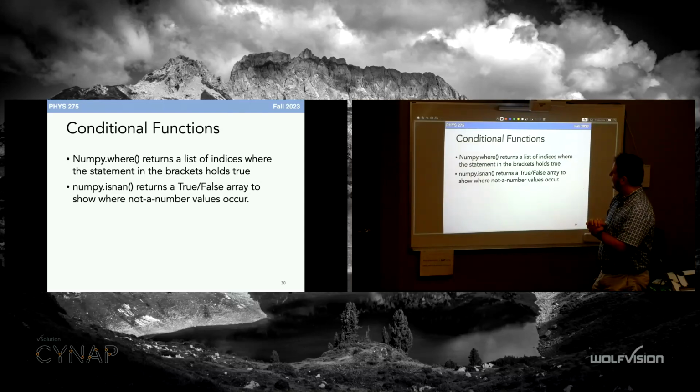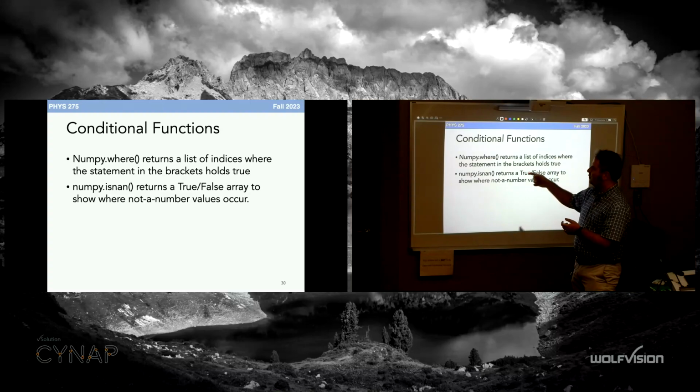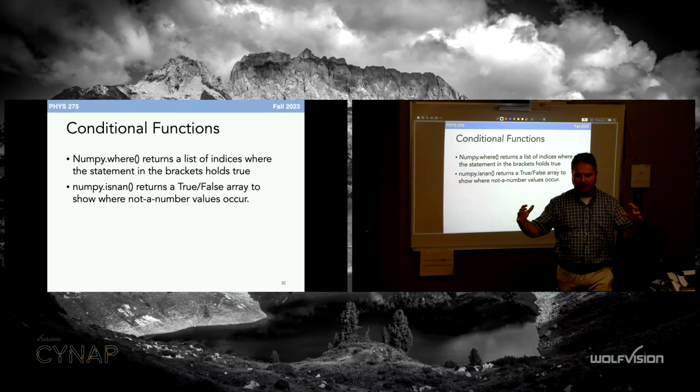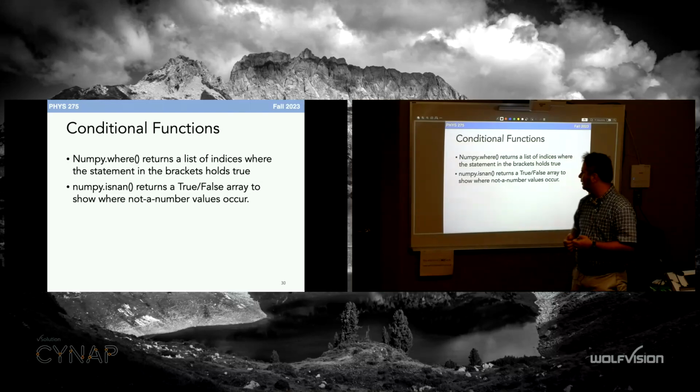So NumPy where returns a list of indices where the statement in the brackets is true. So for example, if I have a NumPy array with temperature values, and I say NumPy where temperature is over 150, then it only returns where that value is met. Or below 150, for example, if I don't trust the thermometer above that. See how that works? Okay.